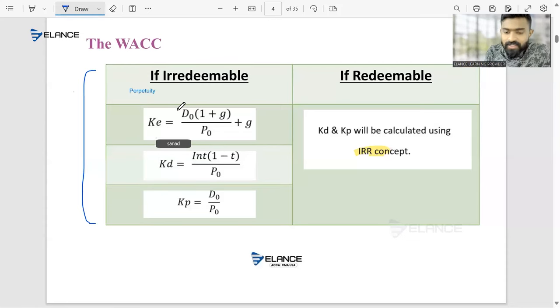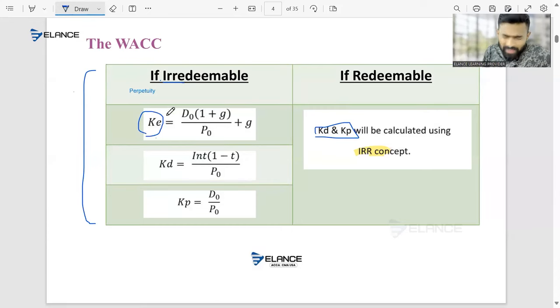See, KE: equity is always irredeemable. If you are an investor investing money in equity shares, your money will be returned only at the time of liquidation. So by contract itself, or by nature itself, equity is irredeemable. The examiner doesn't say equity is irredeemable. For preference shares and debt, they can be redeemable or irredeemable.